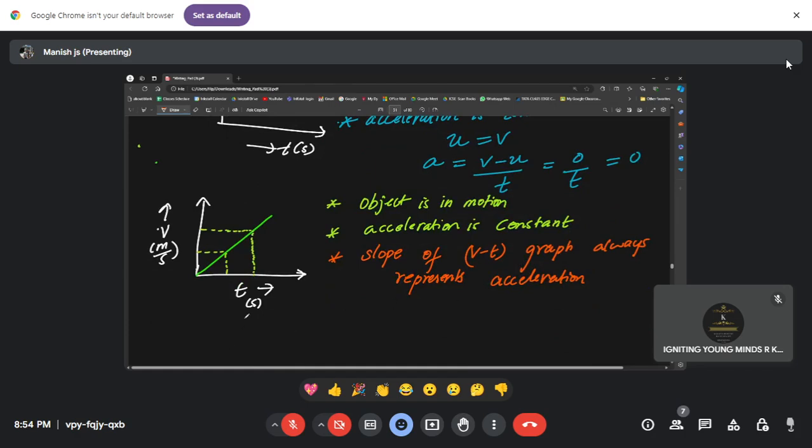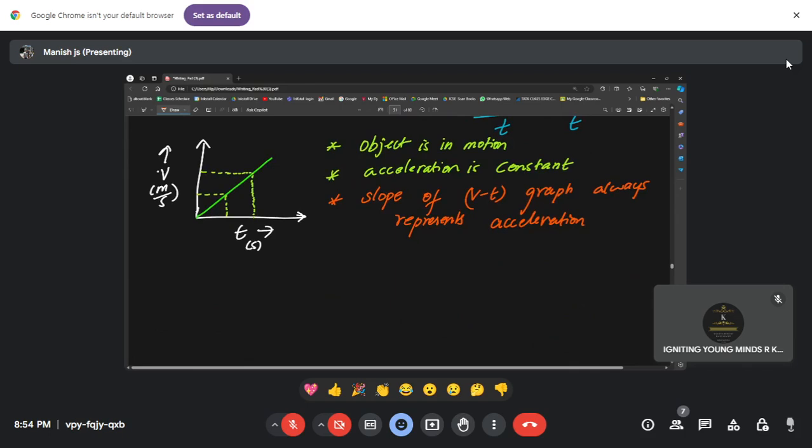In the next case, the slope of this graph represents acceleration, and acceleration is constant here, because velocity and time share a linear relationship in this graph. So these are your observations for the second type of velocity time graph, that's a linear velocity time graph. With that, we'll move on to the next type of velocity time graph, the third category.